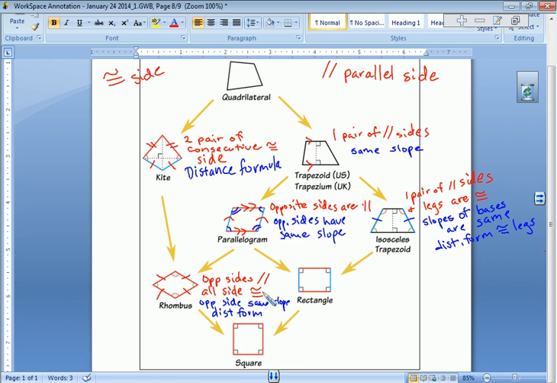Okay, now the rectangle. Everything that was true about the parallelogram is true about the rectangle. Also, what was true about the isosceles trapezoid is true about the rectangle. But with the rectangle, what you want to see is that opposite sides are parallel, because it is a parallelogram. It falls in the parallelogram family.